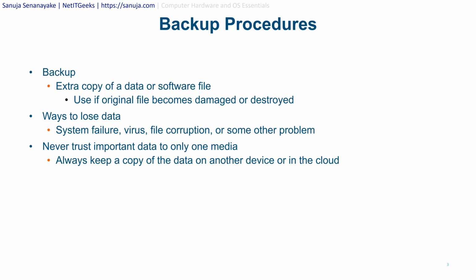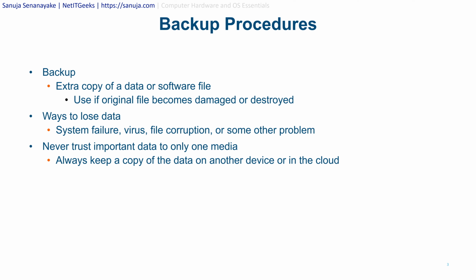Backup procedures. Backup is basically creating an extra copy of data or software. So what we do is we use the original file and make a copy of that, or the original software and make a copy of that software. And if the original file becomes damaged or destroyed, you can use that backup.